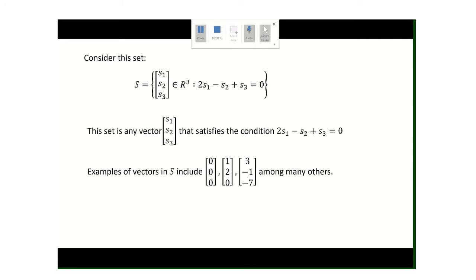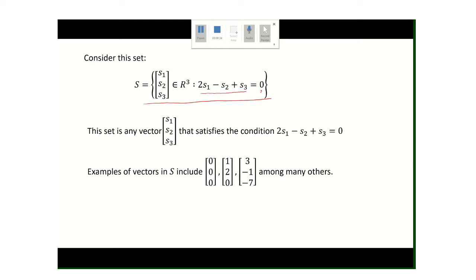Okay, so let's start by looking at a set of vectors. I am looking at a set of vectors that satisfy this. So all of the vectors in R3 that satisfy this equation, where 2 times the first component minus the second component plus the third component equals 0. So all of the vectors that satisfy that.